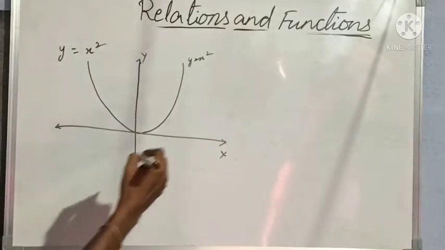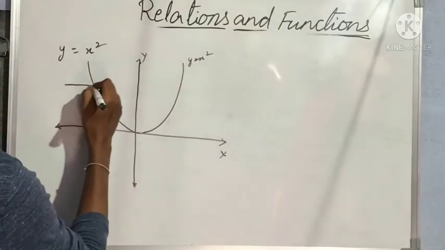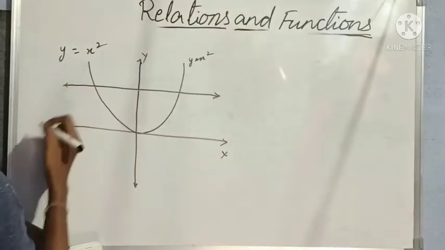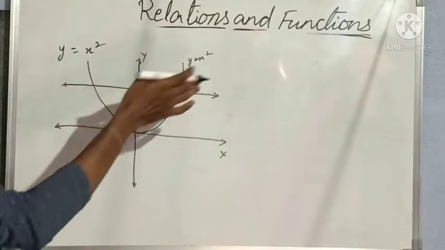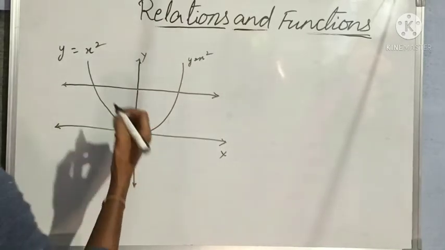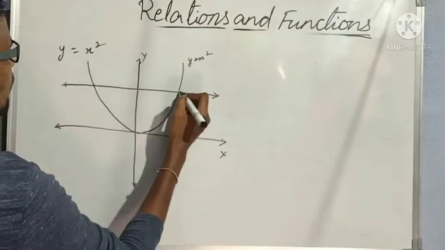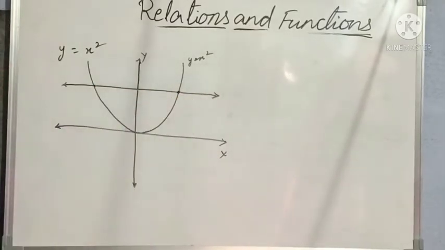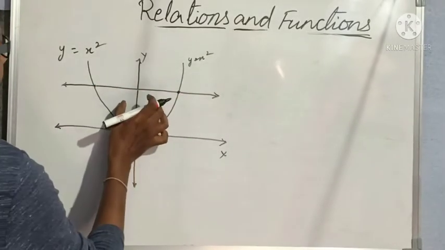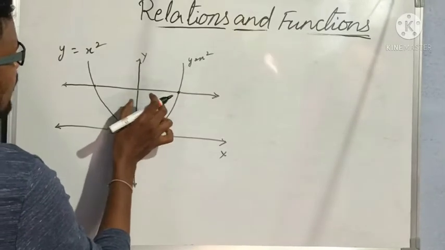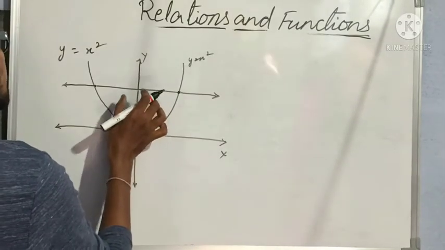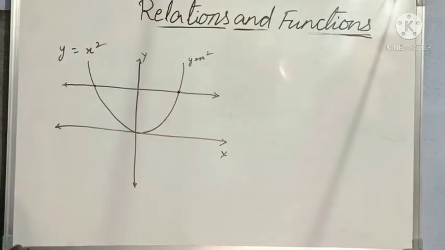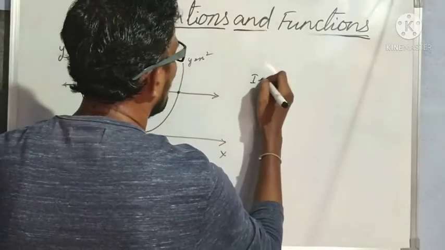So now if I draw a horizontal line like this, passing through the curve, then this line is intersecting the curve at how many points? At more than one point, that is at 2 points, am I correct? So if a line passing through the curve intersects the curve at more than one point, then such a curve is a many one function. Understood?